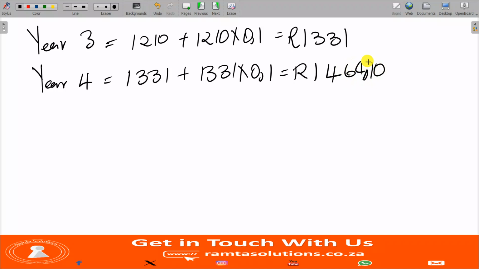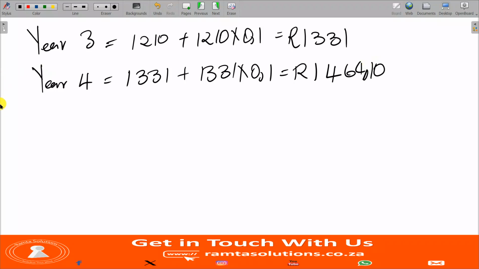So this is it, guys. At year 4, you have 1,464 rands and 10 cents. This is how much you are getting at the end of the 4 years.